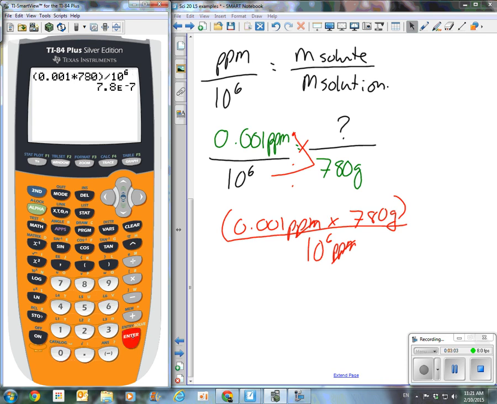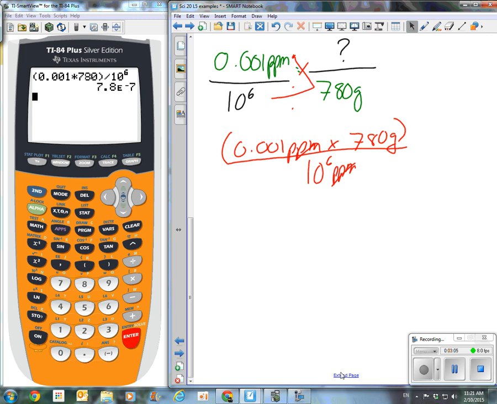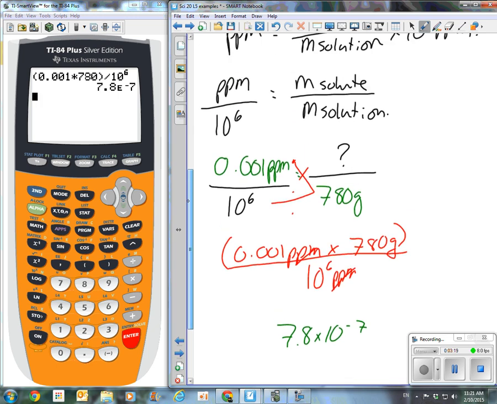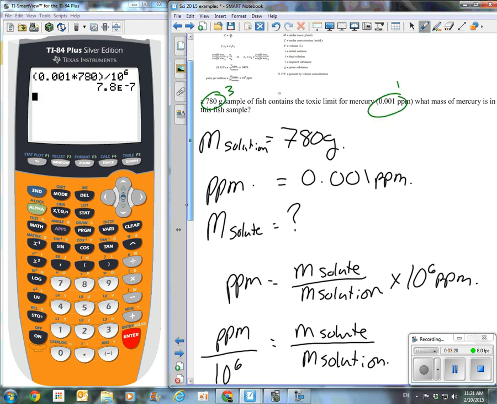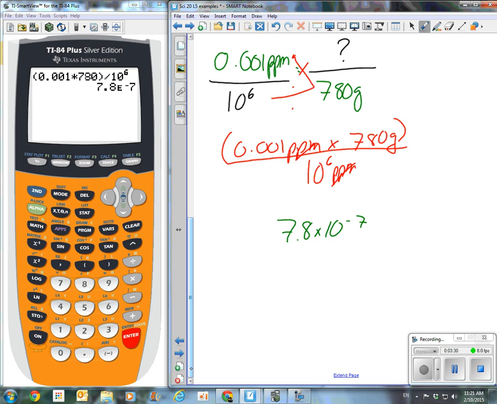I get an answer there, and it's already nicely put into scientific notation for me. My answer is 7.8 times 10 to the negative 7. Now I'm going to look and see how many significant figures I can have. Here I've got 3, and over here, remember that leading zeros don't count, so that's actually 1. So I have to report this to one significant figure. Because the 8 is greater than 5, I'm going to round up. So this is going to be 8 times 10 to the negative 7 grams. Not parts per million, grams.